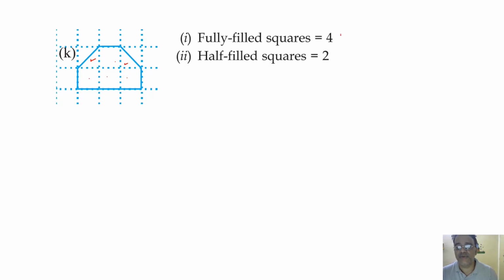Right, now we are moving toward K bit. 4 fully filled है और 2 half, right? Fully filled squares are 4 and half filled squares are 2.